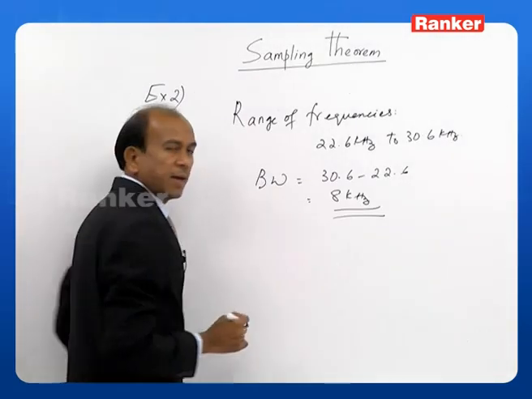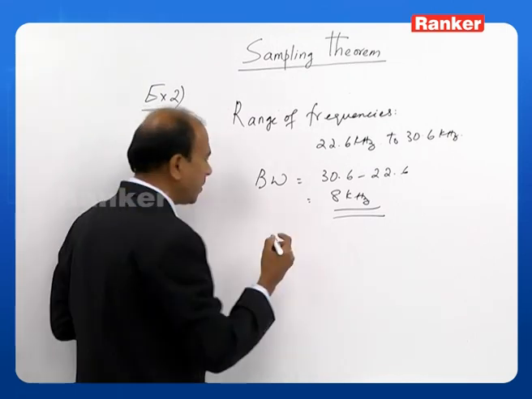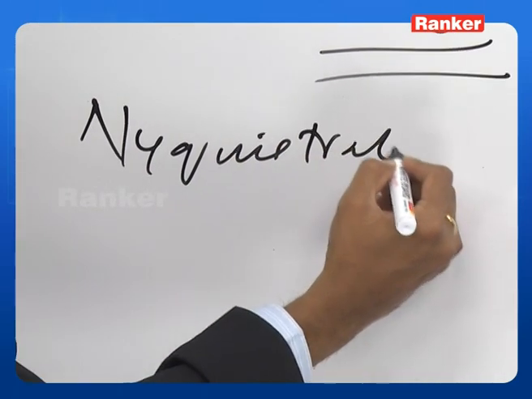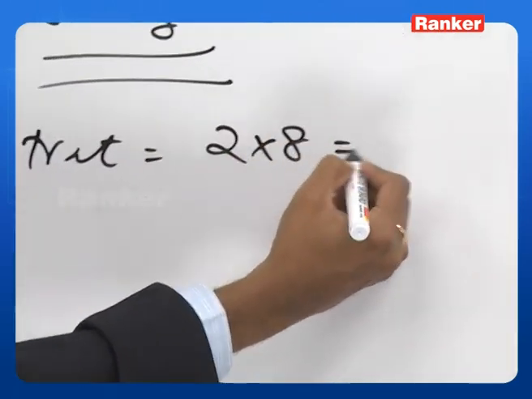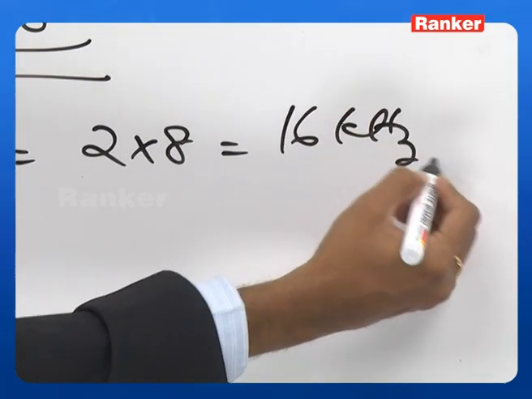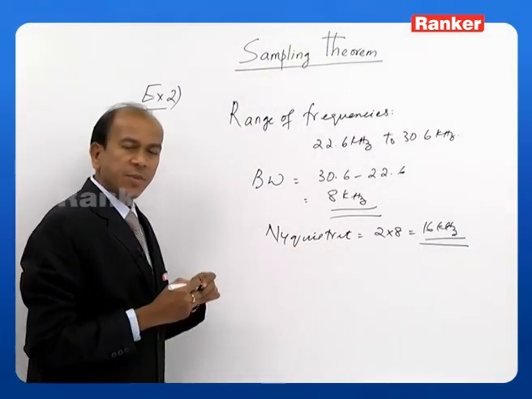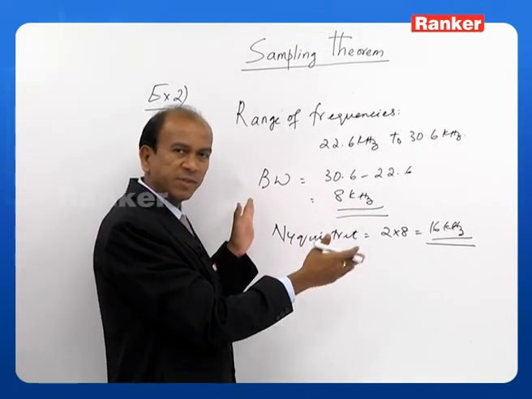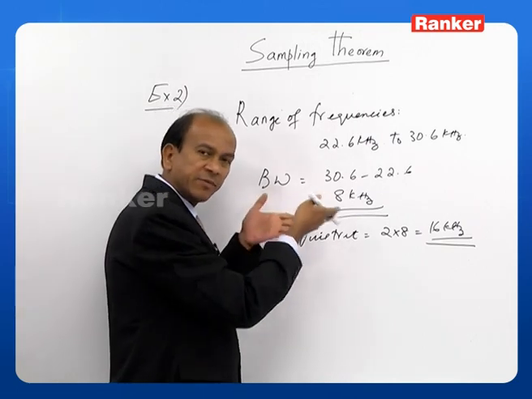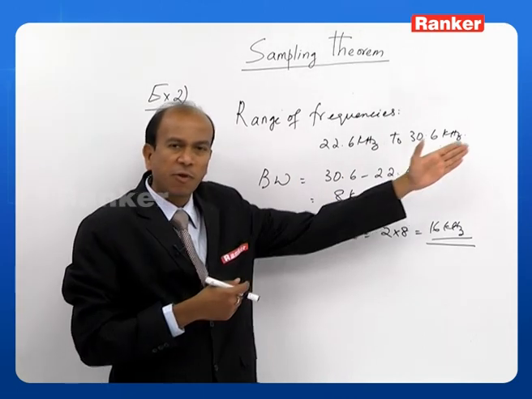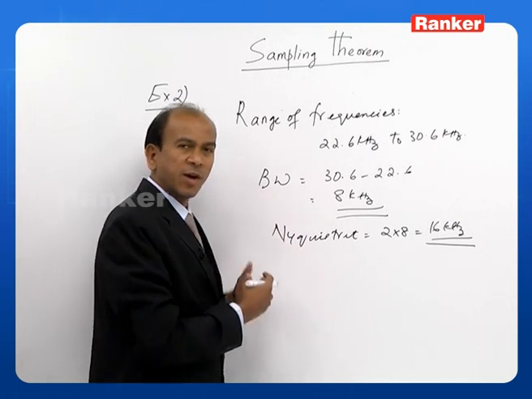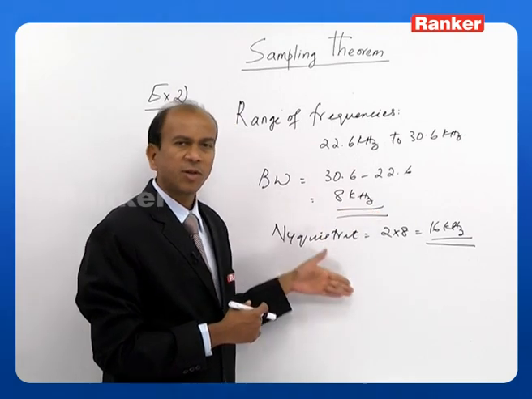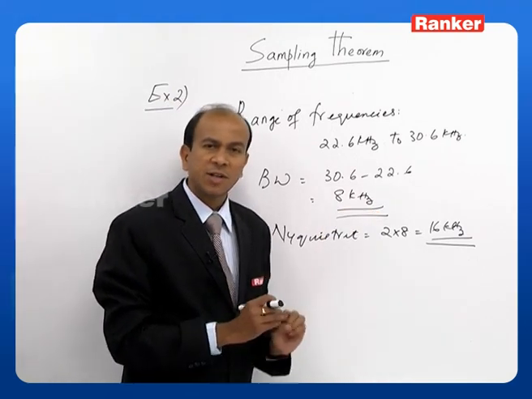Now, this is our maximum frequency. So, the Nyquist rate will be 2 into 8 kilohertz, that will be 16 kilohertz. So, this is the minimum sampling rate. What we have done is take the given range of frequencies, find the bandwidth, that is the maximum frequency of the signal, and from that apply the formula which we know. What is the formula? Nyquist rate is equal to twice the maximum frequency. So, 2 into Fm, that is nothing but 16 kilohertz.